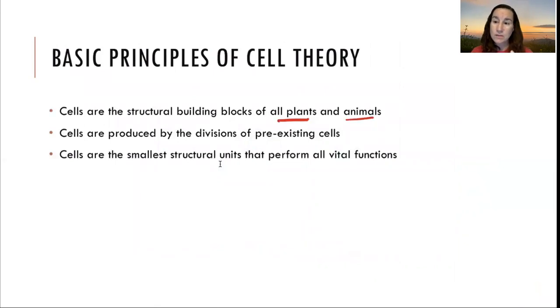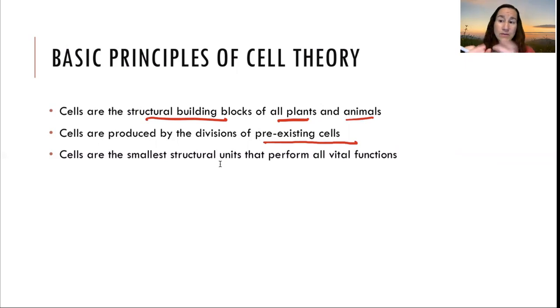Are there animals that are unicellular? Yes, of course. Bacteria, archaea are unicellular organisms. They do all the properties of life, but they can also be building blocks for multicellular animals. So they are structural building blocks. They are produced by the divisions of pre-existing cells. You are not just going to be able to magic a cell out of thin air. It doesn't happen that way.